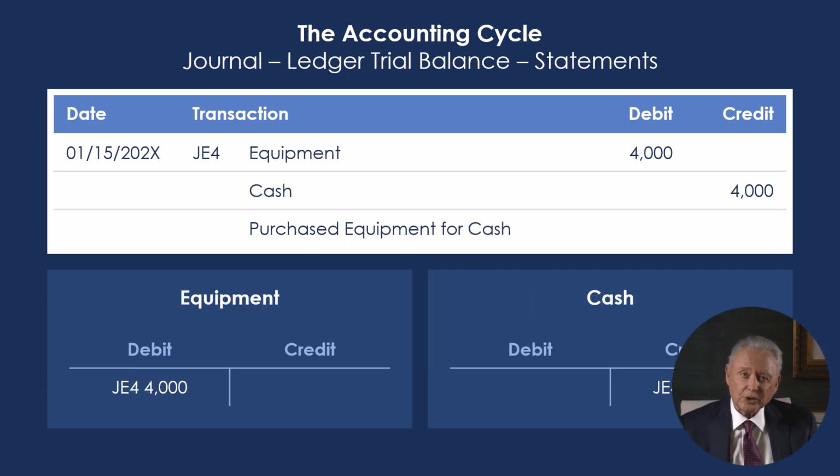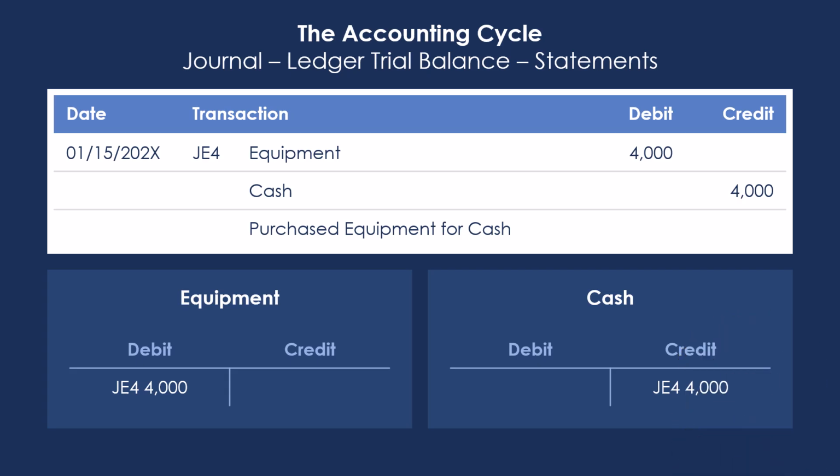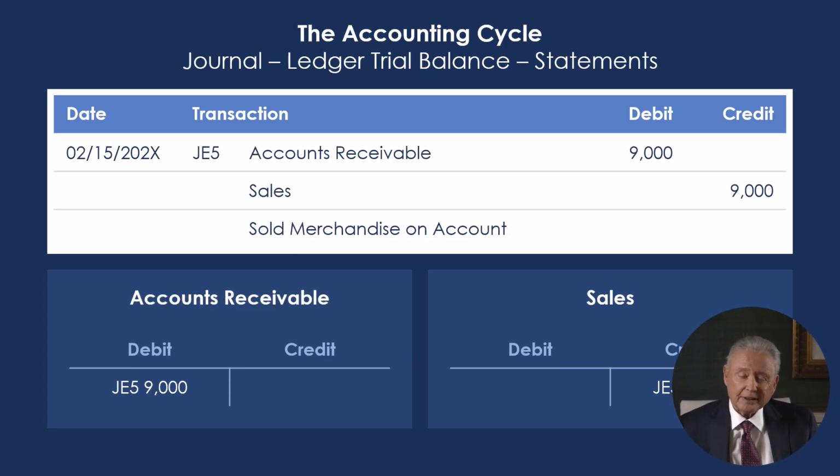In JE4, equipment is purchased for $4,000. Equipment is an asset, so we increase it with a debit. Cash is used to pay for the equipment, so we lower cash by $4,000 with a credit. Equipment up, cash down. In JE5, sales are made on account.